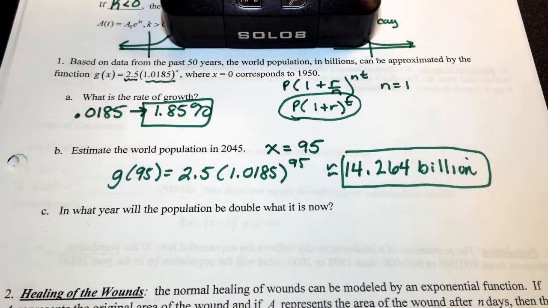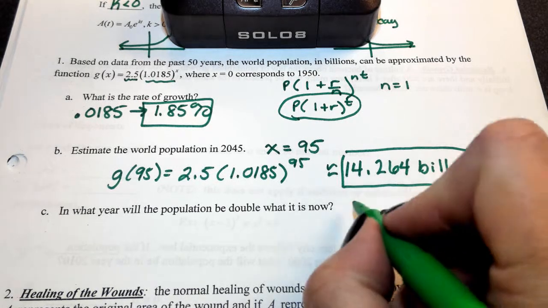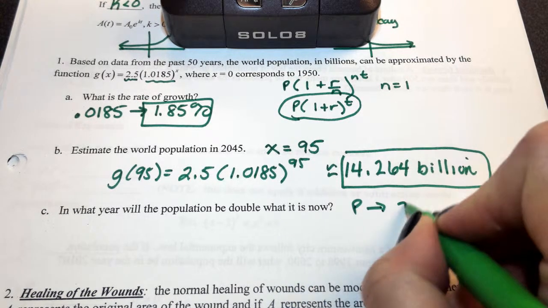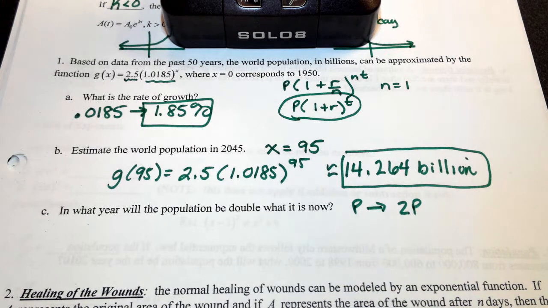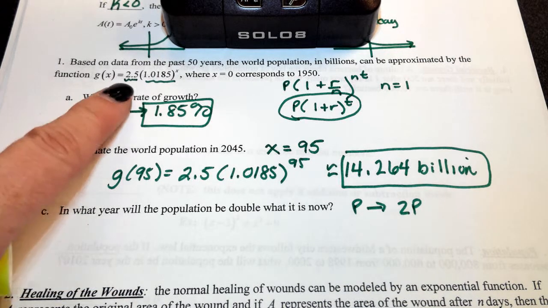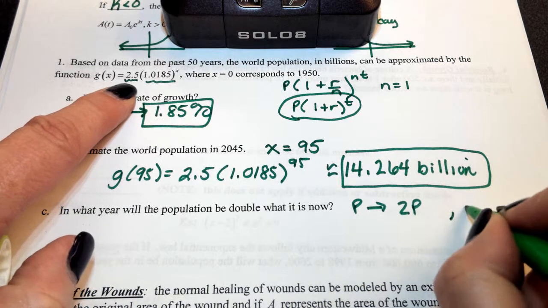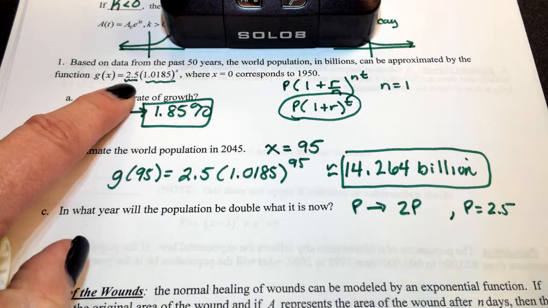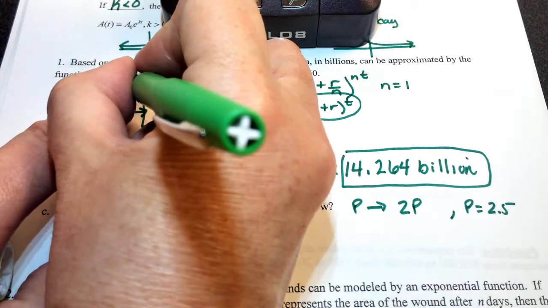So any questions on that one? In what year will the population be double what it is now? So remember when we were talking about doubling money? If my initial amount was P, when I double it, it's going to be 2P. Well, my initial amount in the equation is 2.5, because this is my P value right here.